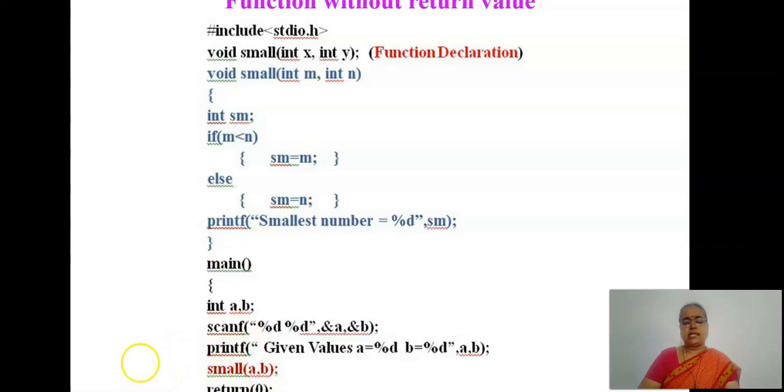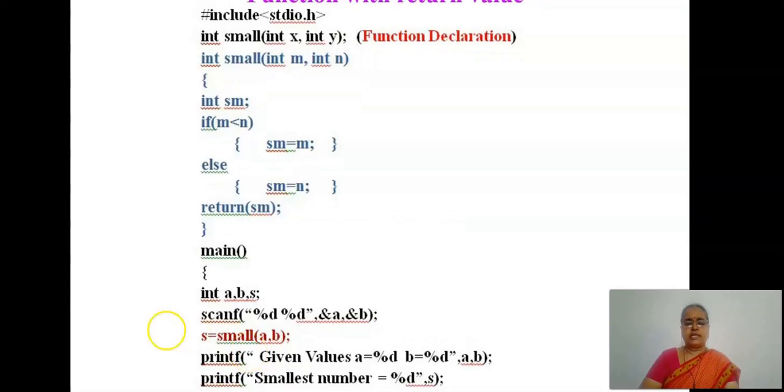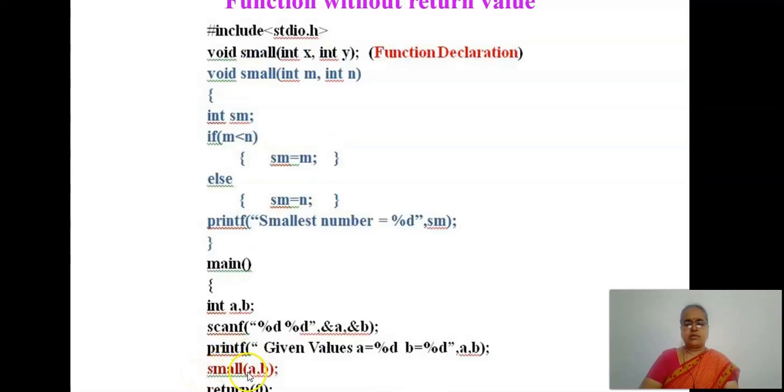So in that case, you have to write small of a comma b, and it goes to the function, the value of a will be copied to m and the value of b will be copied to n, and it finds the smallest of the two numbers, and the smallest value will be stored in sm, and the smallest number will be printed out in the function itself. So this is the way we call a function which does not return any value. If it returns a value, then we have to call it in an assignment statement like this. If it is not going to return any value, then we have to call the function simply by mentioning the function name followed by the arguments.